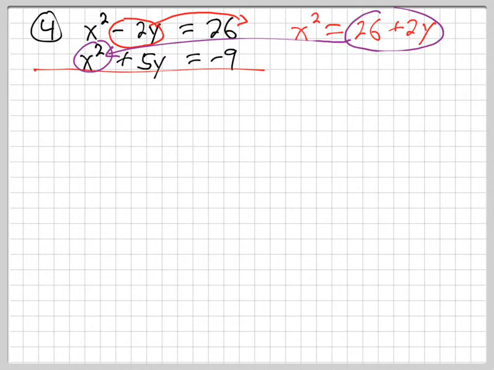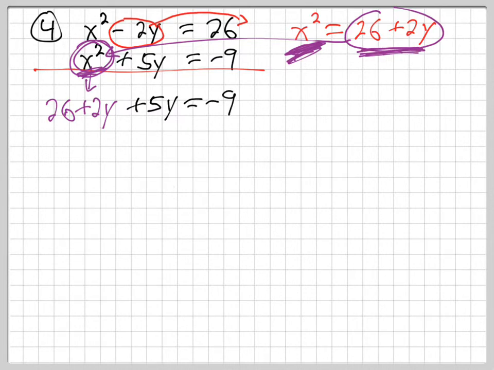I just had to first get x squared alone in the top equation, find out what x squared is equal to. X squared is equal to 26 plus 2y. So in the place of x squared, I can put 26 plus 2y. Notice I don't have to put squared on that or parentheses squared or anything, because that's the whole x squared. That's what it says right here, right? The whole x squared, not just the x part, but the whole x squared is 26 plus 2y. So the whole x squared can be replaced with 26 plus 2y. Plus 5y equals minus 9. So that's nice. Now I have an equation that only has y.